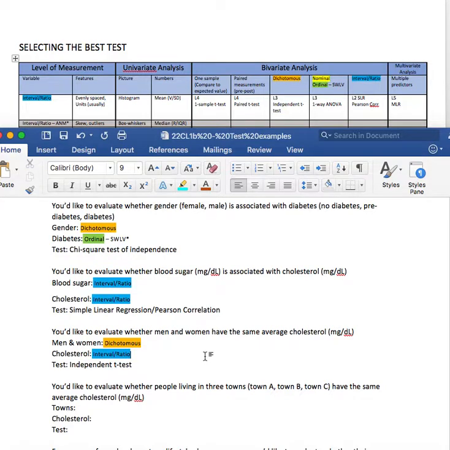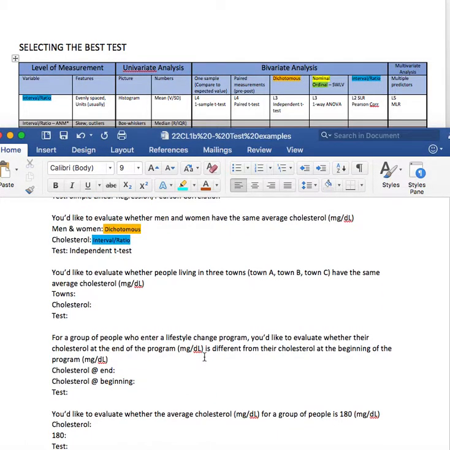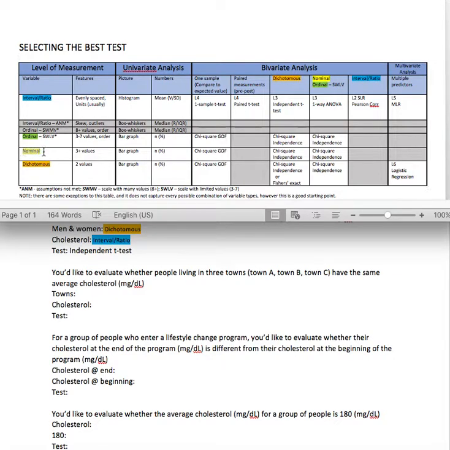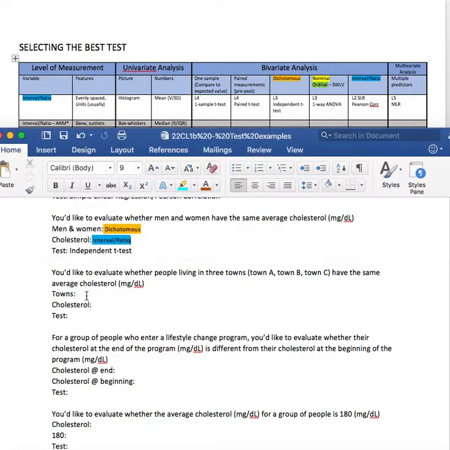So let's go ahead and scroll down to our next couple. Here it says you'd like to evaluate whether people living in 3 towns, town A, town B, and town C, and I hope that strikes you as being nominal. Let's see if I can capture just that. Here are our towns, our nominal variables. We have 3 different towns, so it's not dichotomous. They are not necessarily in a specific order, so we'll just call that nominal. Have the same average cholesterol.